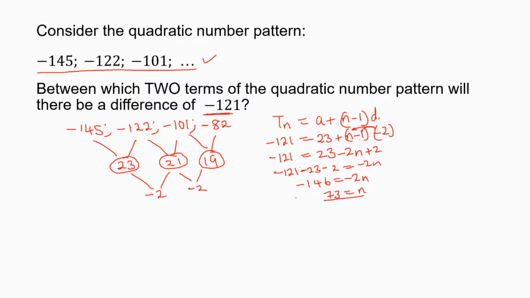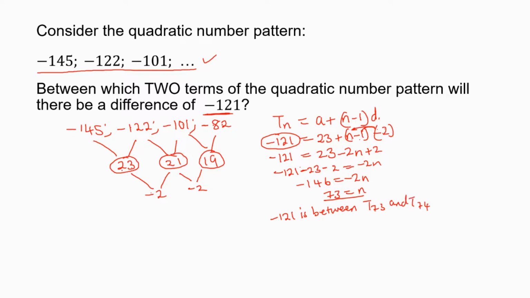Right, so it means if you look at the first difference here, negative 121 is the 73rd term. So it means, between which two terms of the quadratic number pattern will there be a difference of negative 121? It means negative 121 is between term 73 and term 74.